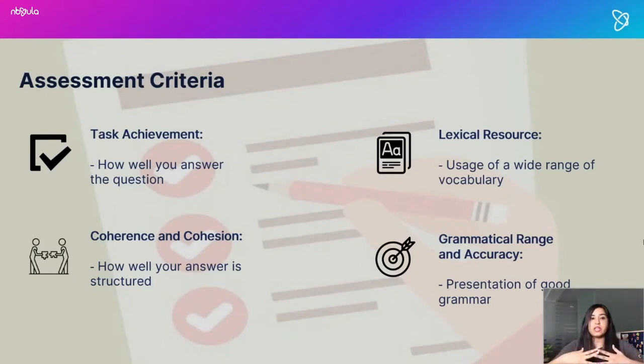Then you have coherence and cohesion. How well structured is your answer? Do you have paragraphs? Is your sentence structure correct? And again, sentence structure comes into play when you're looking at grammatical range and accuracy, presentation of good grammar, use of the correct tense, sentence structures again, those kinds of things will be looked at in the assessment criteria. So it's quite important that you know what you're being assessed on. So when you're preparing and on the day of the exam, you will know where you can work harder.